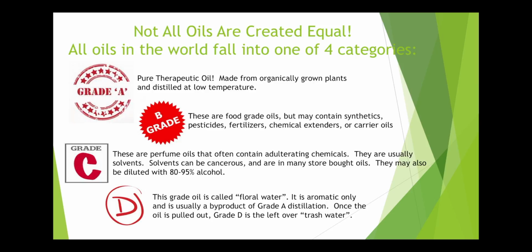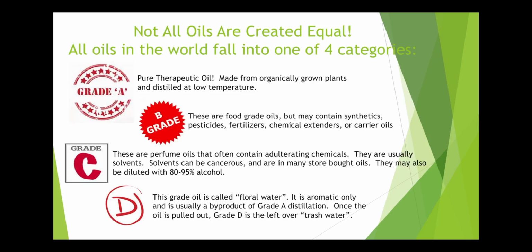Grade B oils are food grade oils, but they may still contain synthetics. A synthetic is a lab-created chemical that's made to imitate a natural product. It might smell like lemon, it might look like lemon, but if it is synthetically made, it is not lemon, it is something aside from that. Grade B oils may also have pesticides, fertilizers, chemical extenders, and carrier oils added to them.